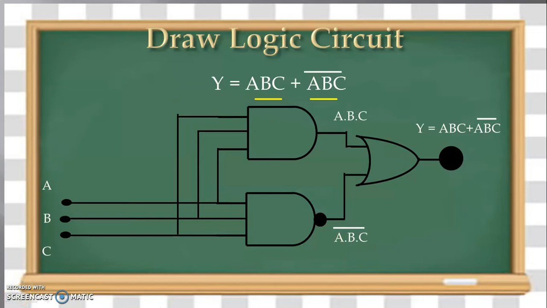So this way it is very simple to implement a logic circuit for any given Boolean equation. But sometimes we have a Boolean equation which can be simplified, and if it is simplified, then with a smaller number of gates we are able to implement the logic circuit.